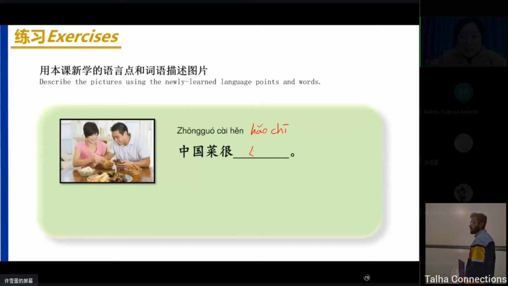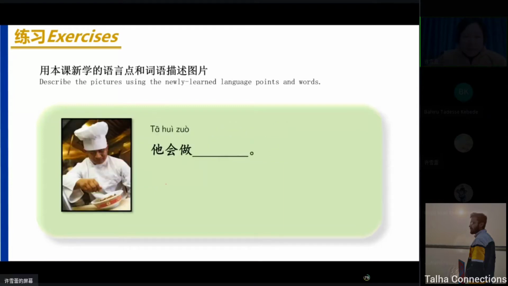中国菜很好吃. Yes, very good. 中国菜很好吃. Yep. Now, let's take a look. Then look at this picture.